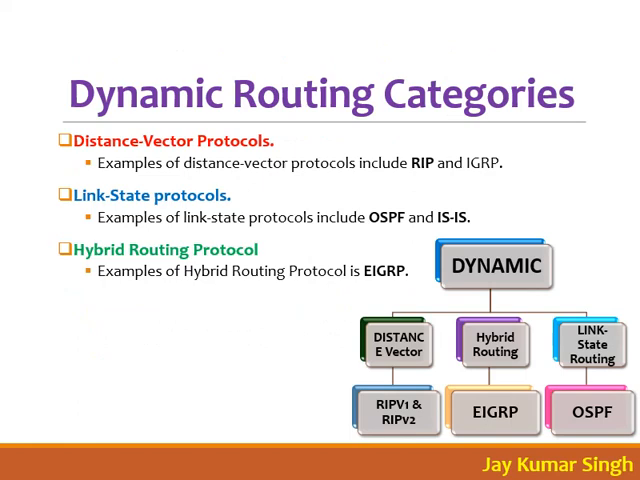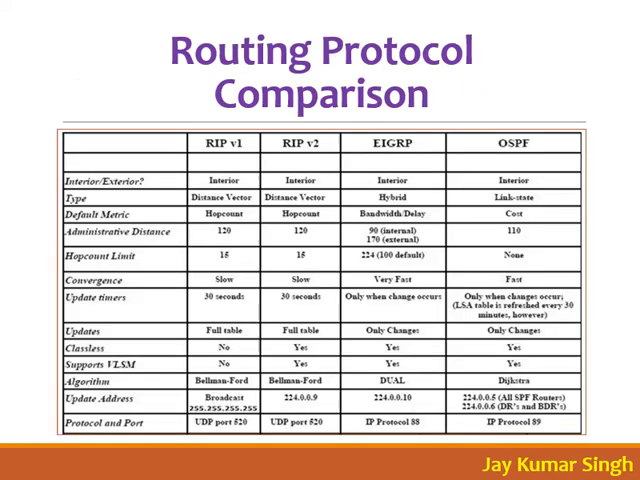Dynamic routing has 3 categories: distance vector protocol, link state protocol, and hybrid. Distance vector includes RIP and IGRP, but IGRP is not in use, so they have changed IGRP to EIGRP. It was Interior Gateway Routing Protocol, now it is Enhanced Interior Gateway Routing Protocol. We'll work on all of these slowly, but first understand distance vector. An example of a distance vector routing protocol is RIP, and RIP has 2 versions, RIP 1 and RIP 2.